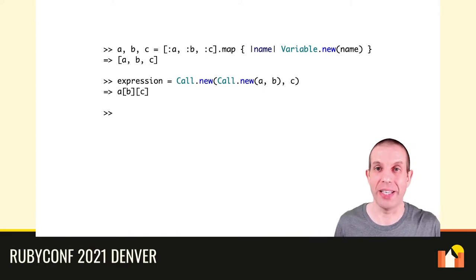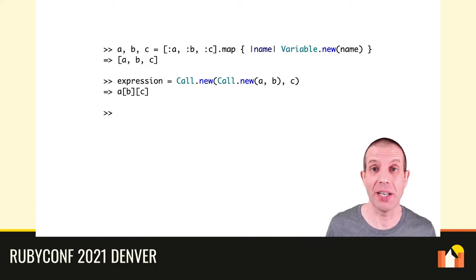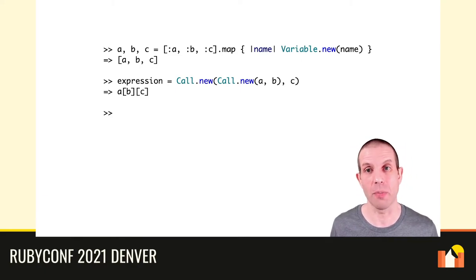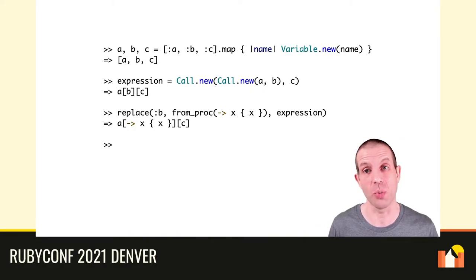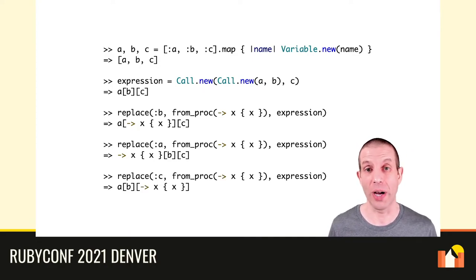Here's the replace method in action. If we make three variables called A, B, and C, and make an expression that calls A with B and C as arguments, we can use the replace operation to replace B with some other expression, like the identity proc we saw earlier. Or we could replace A or replace C instead to get different expressions where the variable A or C has been replaced.